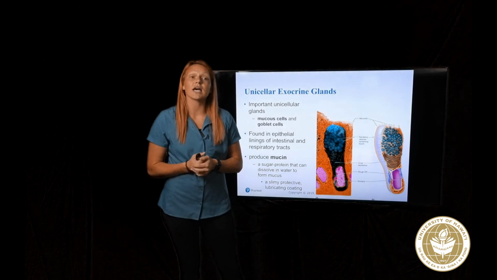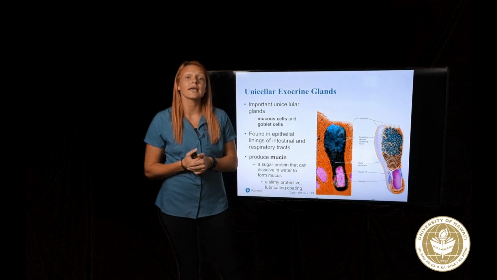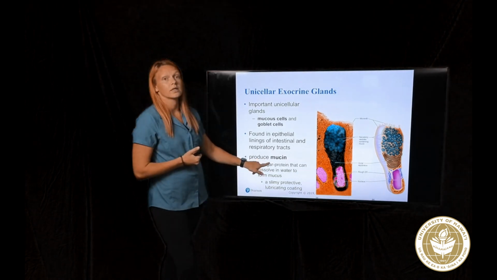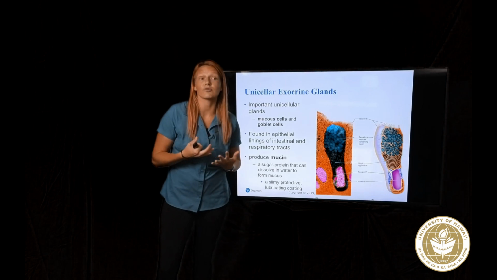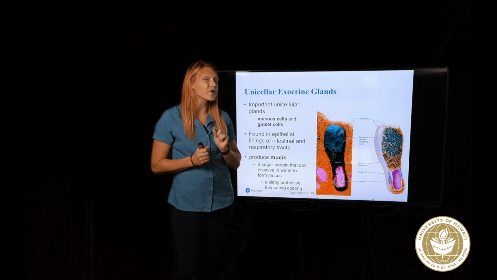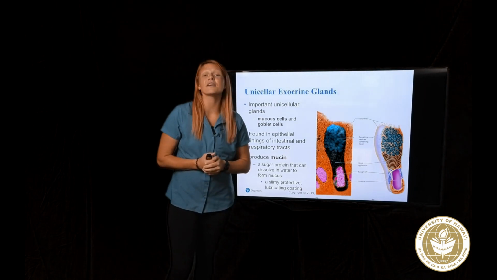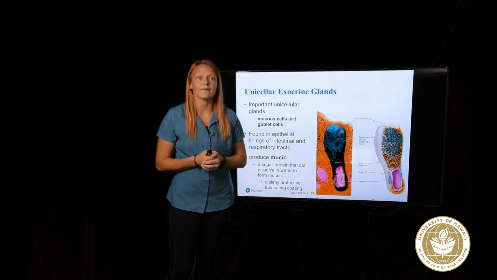So the specific type of secretion that we get from goblet cells and mucus cells is something called mucin. This mucin is a sugar protein, meaning it's a glycoprotein, right? And it's going to dissolve in water, and it forms something you're probably familiar with. It forms mucus, right? Nobody likes that.